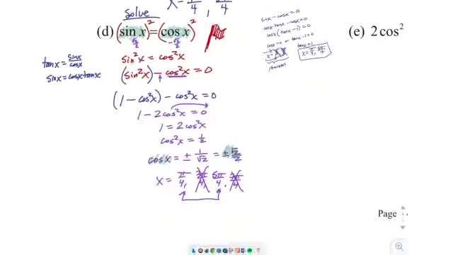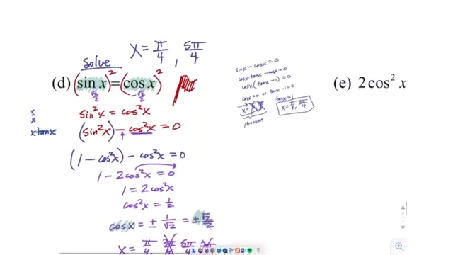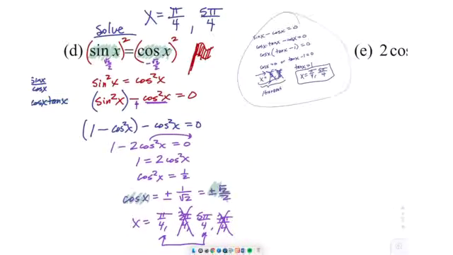Three different ways to solve that. The intuitive way is very quick, very direct. The other two algebraic methods with substitutions, check for extraneous solutions. Okay? All right, any other comments or questions on that one? All right.